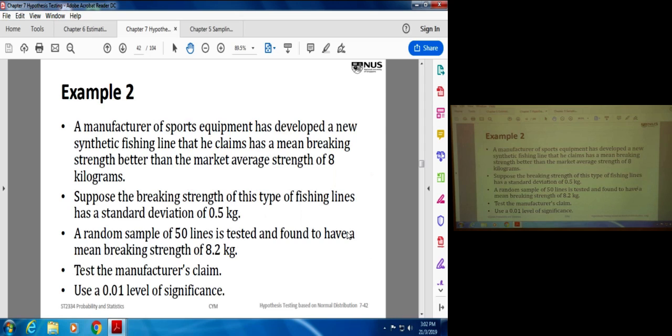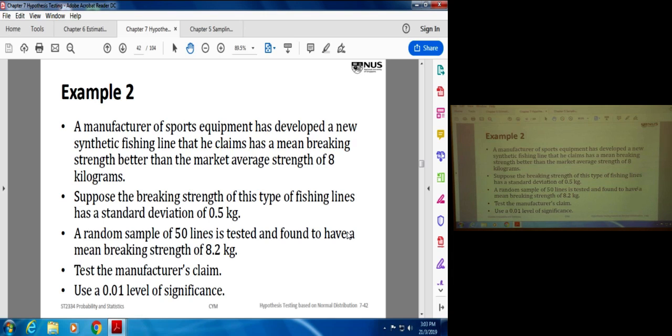So let's look at a second example. This is essentially looking at a case of a one-sided test in the scenario where we have a Gaussian. A manufacturer of sports equipment has developed a new synthetic fishing line that claims to have a mean breaking strength better than the market average, which is 8. We have the breaking test of this, and we know the standard deviation is 0.5 kilograms, and we take 50 samples, and we have a mean of 8.2, and we want to test the manufacturer's claim where alpha is 0.01.